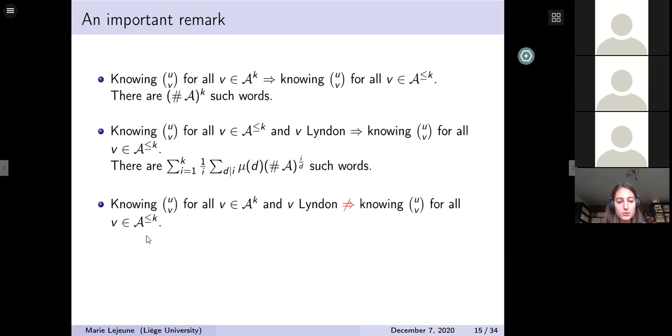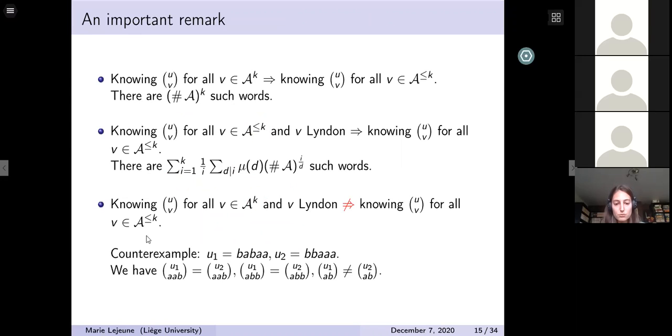But it's important to notice that I really need the binomial coefficients for all Lyndon words of length up to k and not exactly k. It doesn't suffice. For example, these two words, if I know all the binomial coefficients for Lyndon words of length exactly 3, I have only two Lyndon words of length exactly 3. I have AAB and I have ABB. So they have the same binomial coefficients for Lyndon words of length exactly 3, but then there is a Lyndon word of length 2, and the two words do not have the same binomial coefficient.